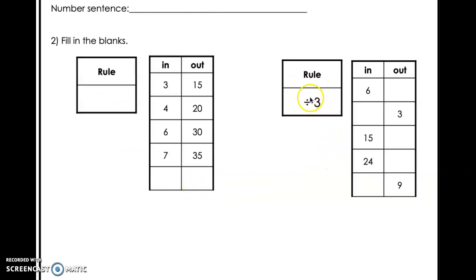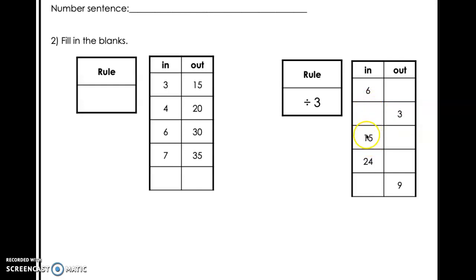Now, they give you the rule here, divided by 3. So you're going to take these numbers here that are coming in, and you're going to divide it into 3. So you could draw 3 circles. Divide 6. 1, 2, 3, 4, 5, 6. How many in each one? That's your answer. Now, over here, we don't know what goes in. We divide it by 3 and 3 comes out. So if you want to think of it the other way, remember a fact family to division is multiplication. So you can think 3 times what is 3? 1. So 1 would go here.